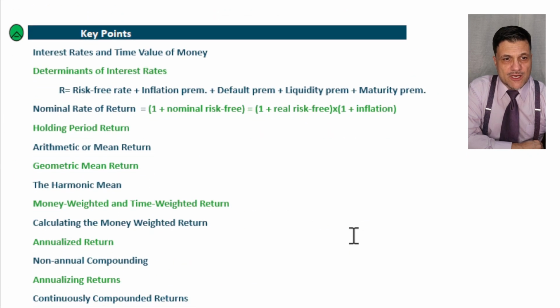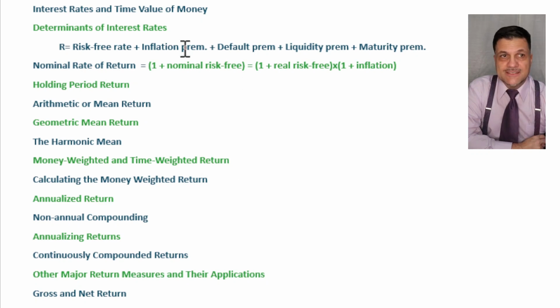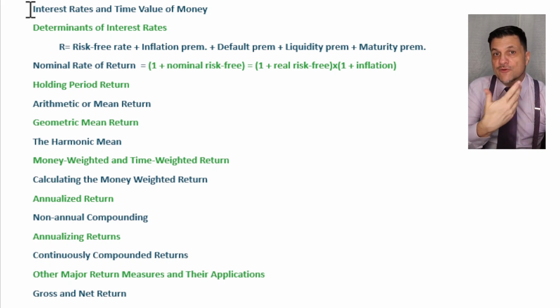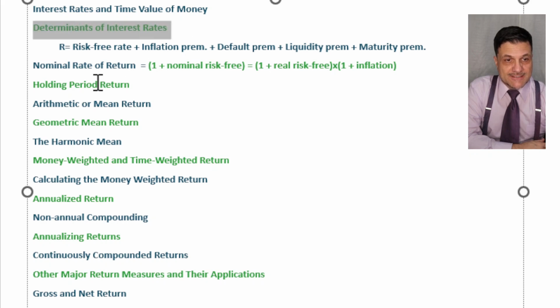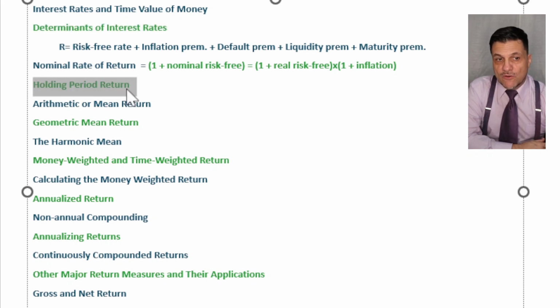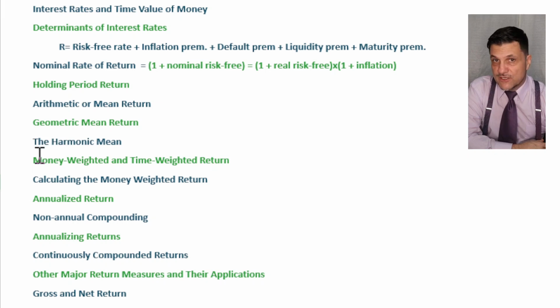Let's do a very quick review here on the key points and then finish this video. Now, at the end of this video, do you feel more comfortable about interest rates and time value of money? The components of the interest rate. Do you feel more comfortable with holding period return, the arithmetic return, the geometric? Can you make the link that the geometric mean and the time-weighted return are pretty much the same thing? Do you know where the harmonic mean is calculated, and when we're going to use it? Do you know why and how we do the money-weighted return, and when we're going to use it?